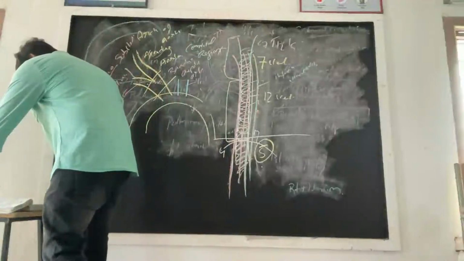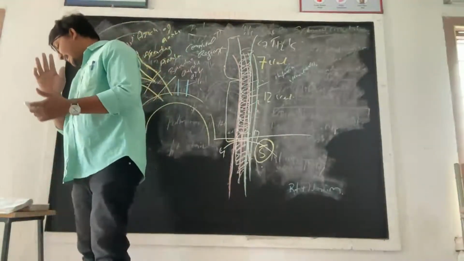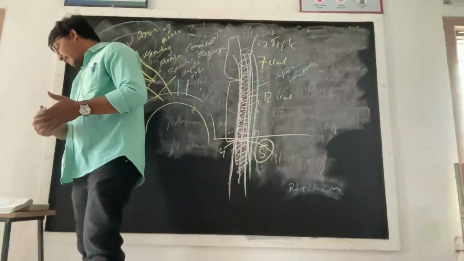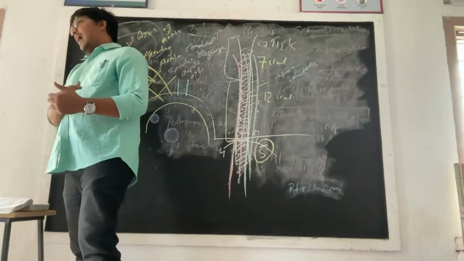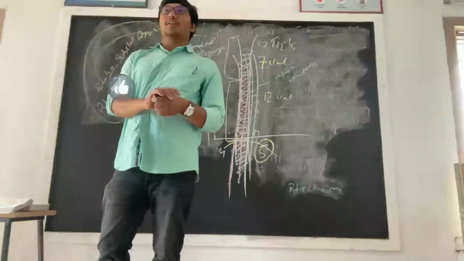Okay, next one. It runs down the posterior wall of the abdomen, anterior to the vertebral column. It runs parallel to the inferior vena cava, which is located just right of the abdominal aorta.